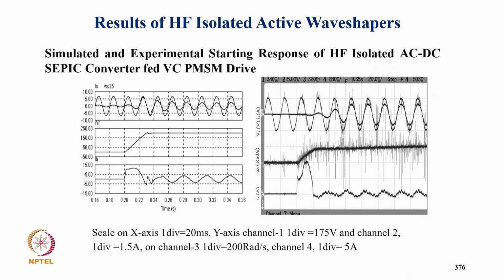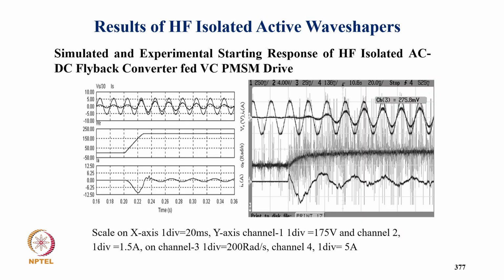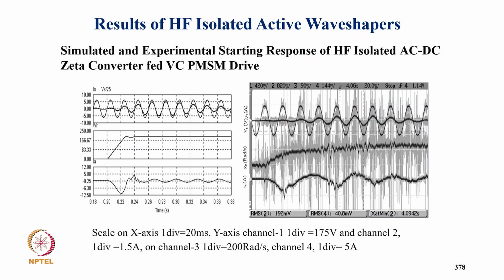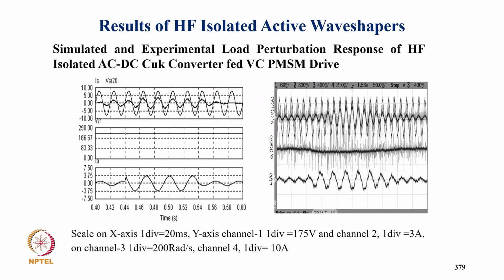The supply current remains sinusoidal during starting as well as normal running conditions. And then in the case of the flyback converter, and typically in the Zeta converter also, we get a sinusoidal and balanced supply current. And then the load application and load removal are shown, typically for the converter.